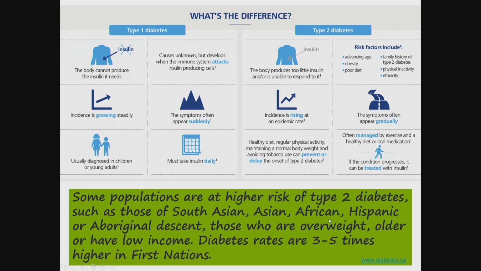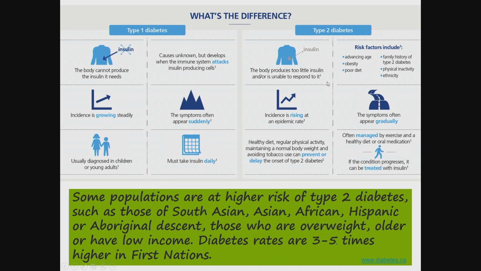So what's the difference between type 1 and type 2? Type 1, the body cannot produce the insulin it needs. The incidence is growing steadily. It's usually diagnosed in children or young adults, but someone can get it at any age. The causes are unknown, but it develops when the immune system attacks insulin-producing cells. Symptoms often appear suddenly, and patients must take insulin daily.